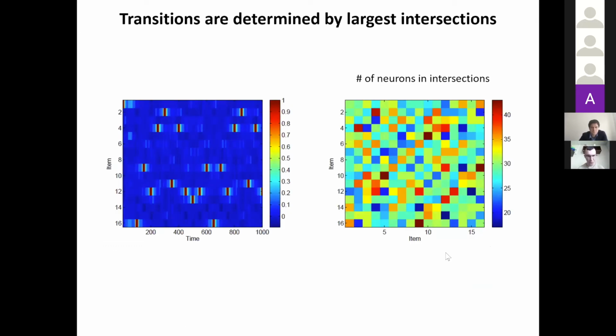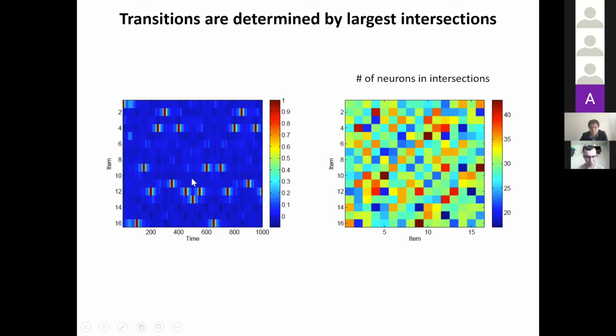When we simulated this network, this is just to illustrate how this mechanism works. This is a network where there are 16 embedded attractors, and you start from attractor number one, and then you see how, by making this inhibition oscillate, the network undergoes transitions from one attractor to the next.